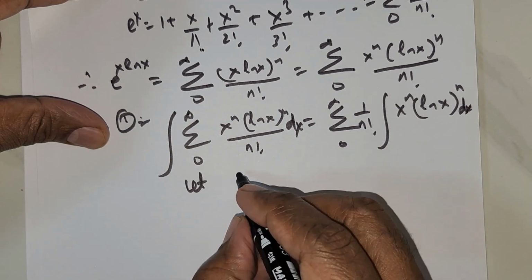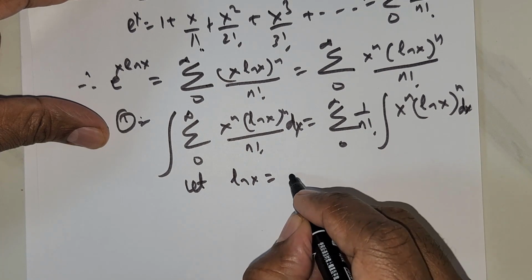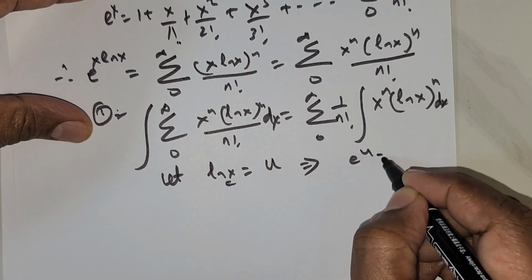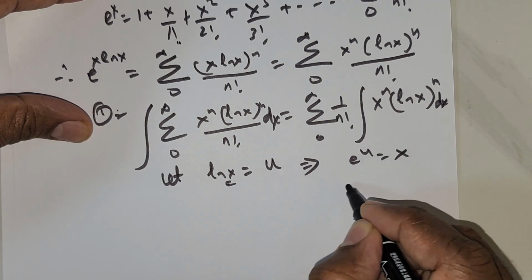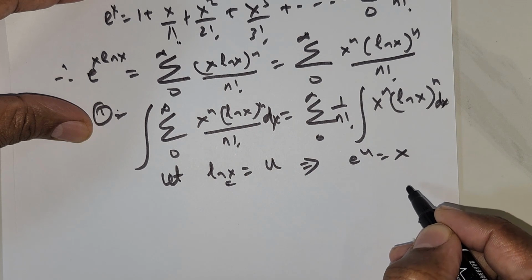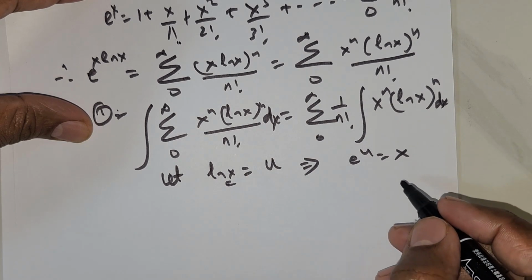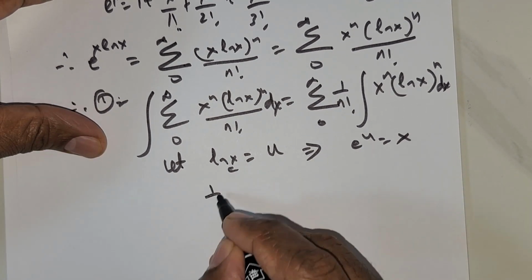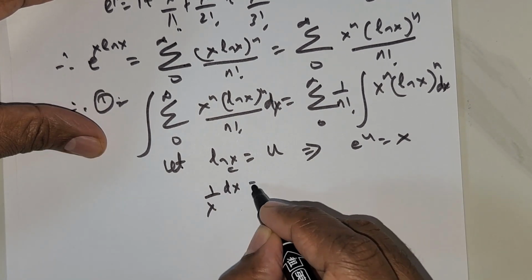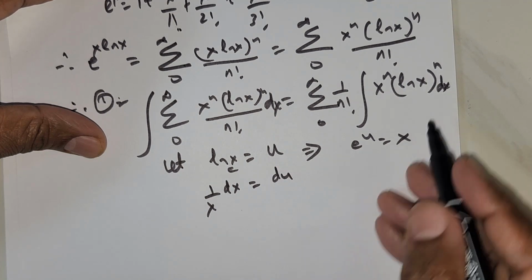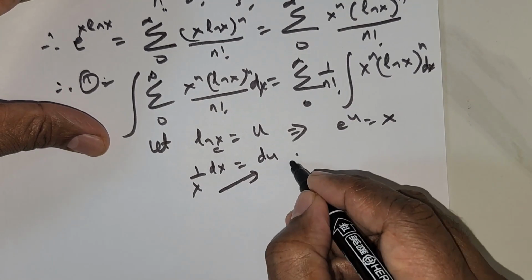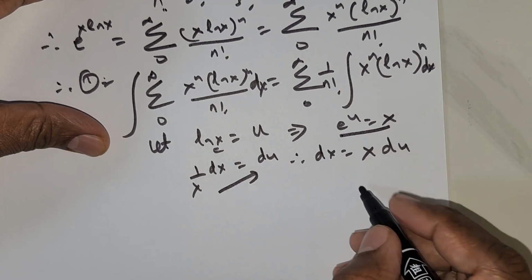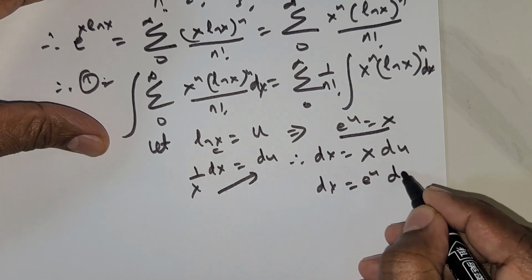Now I would like to make the following substitution. Let ln x be equal to some u. This has a base e, so this means e raised to the power of u is equal to x. If I differentiate this, I can actually get dx. Differentiating both sides, I get 1 over x times dx is equal to du. We need only dx, so push this x to the other side. Therefore dx is equal to x times du. But what is my x? x is e raised to the power of u, so dx is e raised to the power of u times du.